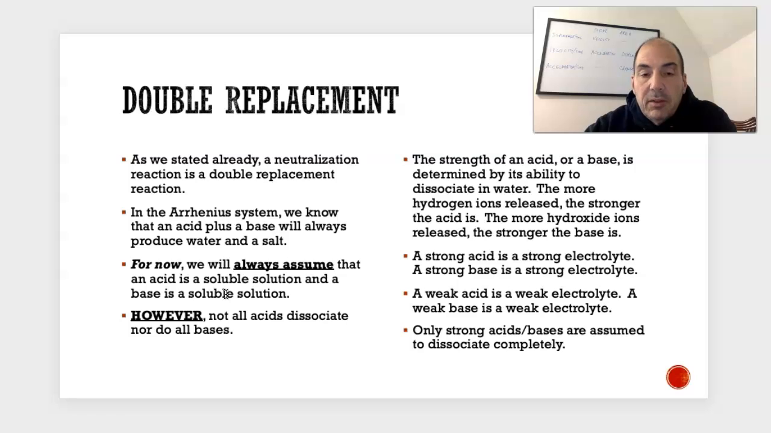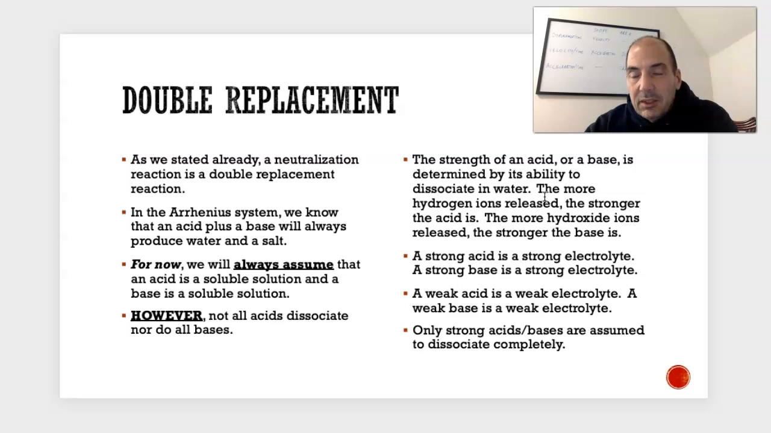What we do have to talk about that is different when we do double replacement with acid bases is that, first of all, we assume that an acid and a base are aqueous to begin with, that they do dissolve in water. But that does not mean that they're going to dissociate. Only strong acids and strong bases will dissociate. The strength of an acid or base is determined by its ability to dissociate in water. The more hydrogen ions released, the stronger the acid is. The more hydroxide ions released, the stronger the base is. So it's all about dissociation.